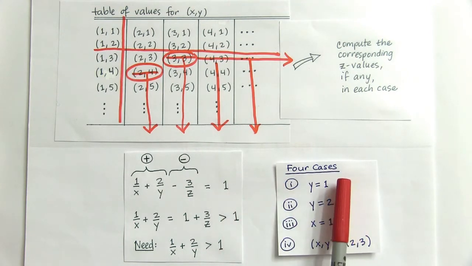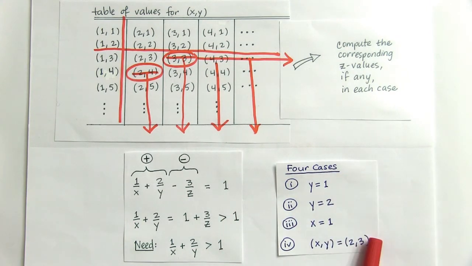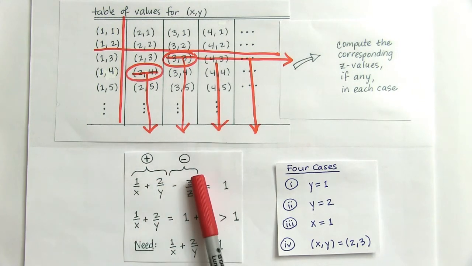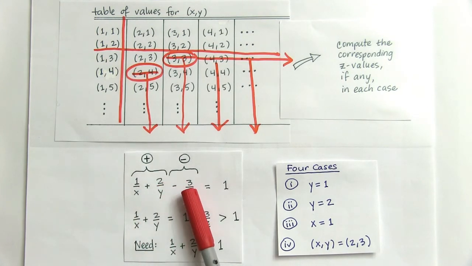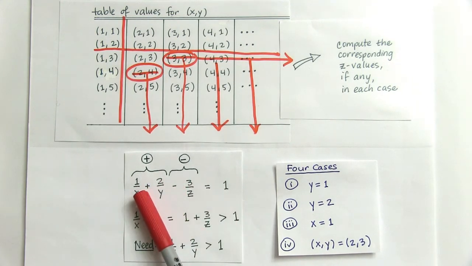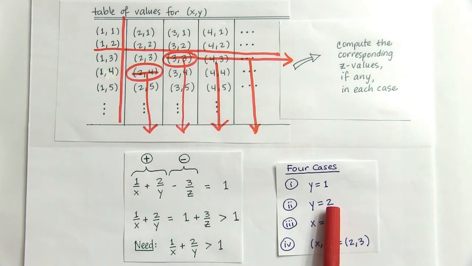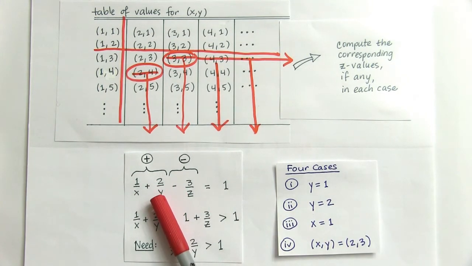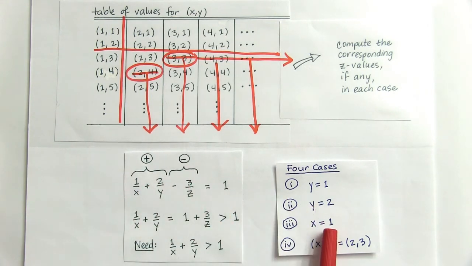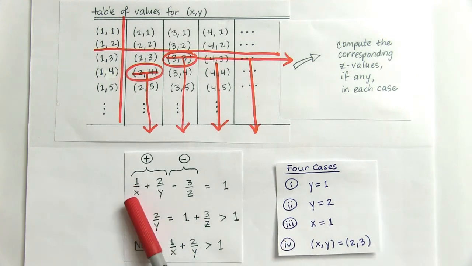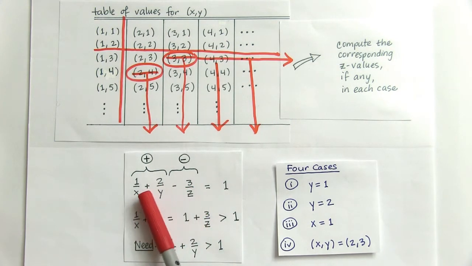So let's have a look at each of these 4 cases and let's see what happens. We'll try setting y equal to 1 in this equation and see what happens. Can we solve for the corresponding values of x and z that make this equation work? And then in case 2, we'll set y equal to 2, and then we'll try to find the corresponding positive integer values of x and z that make this equation true. And then we'll try case 3. We'll set x equal to 1 and see if we can find the corresponding positive integer values of y and z that make this equation true.